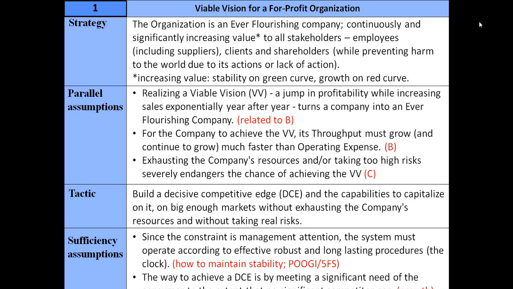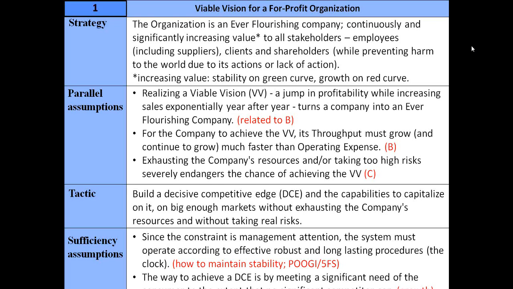So the strategy, the goal of the organization that is for profit, is the organization is an ever-flourishing company. That means continuously and significantly increasing value to all stakeholders, employees, including suppliers, clients, and shareholders, while preventing harm to the world due to its actions or lack of action. Now, increasing value means stability on the green curve, which we saw on the core conflict. The root cause of all the symptoms that exist in organizations, at least for-profit organizations, is to achieve stability on the green curve, which is C, necessary condition or need C, and growth on the red curve, which is necessary condition or need B from the core conflict.